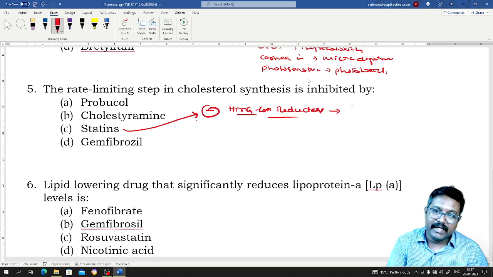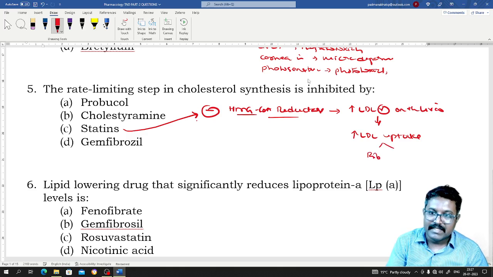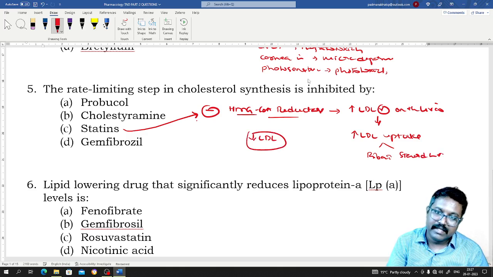Thereby it increases the LDL receptor expression on the liver, and this in turn is going to increase the LDL uptake into the liver so that it can synthesize the bile acids and the steroidal hormones. Thereby it will decrease the LDL levels. So statins are going to decrease the LDL levels.